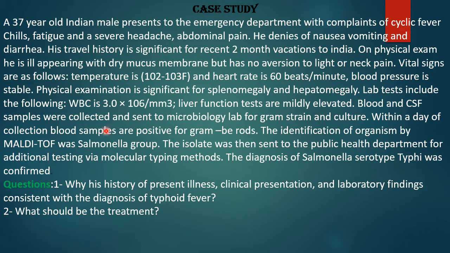Blood and CSF samples were collected and sent to the microbiology lab for a gram stain and culture. When we received the blood samples, his samples were positive for gram negative rods. The identification of the organism by MALDI-TOF was Salmonella group. So the diagnosis of Salmonella serotyphi was confirmed. So here we have the question: how do the history of present illness, clinical presentation and findings fit with the diagnosis of typhoid fever, and what should be the possible treatment?